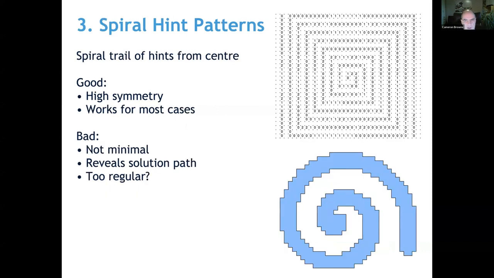Spiral hint patterns are similar, where you start at the center and you have a continuous trail of spiral hints spiraling outwards. These also give high symmetry. Now, these work for most cases, but they're not minimal. There are more hints there. And again, you can see a lot of zeros that tend to reveal what the final hint path will look like. They're a bit too regular.